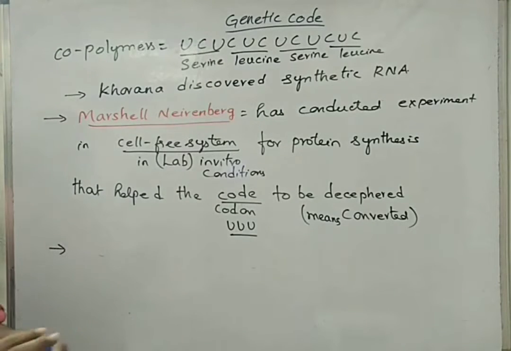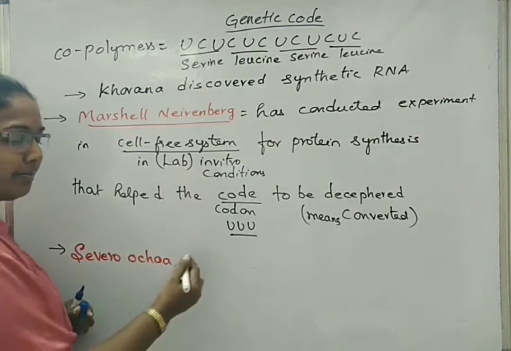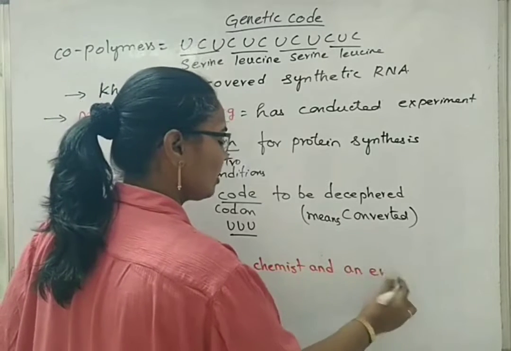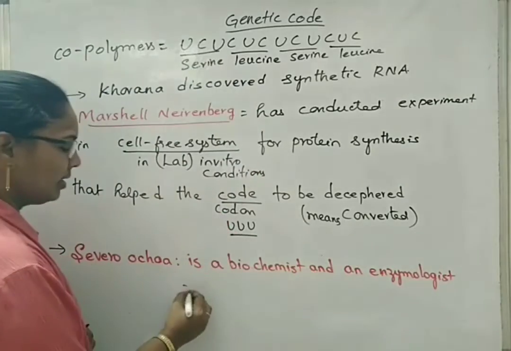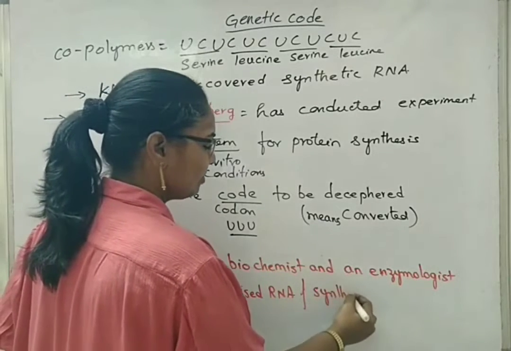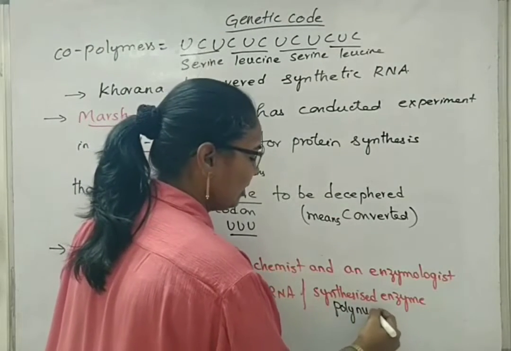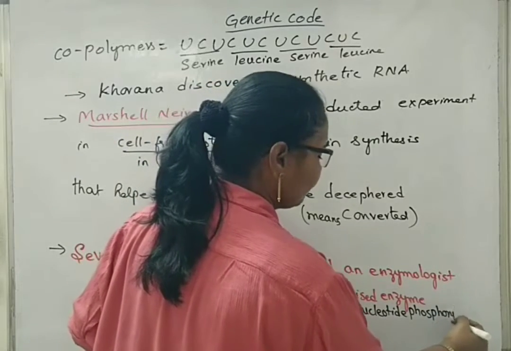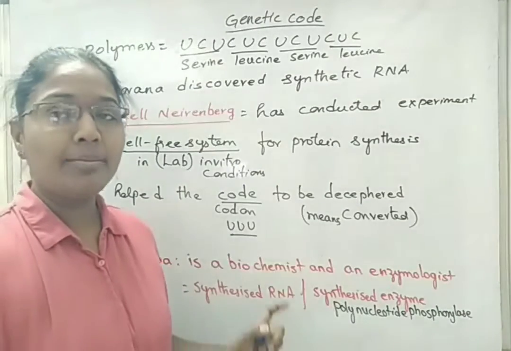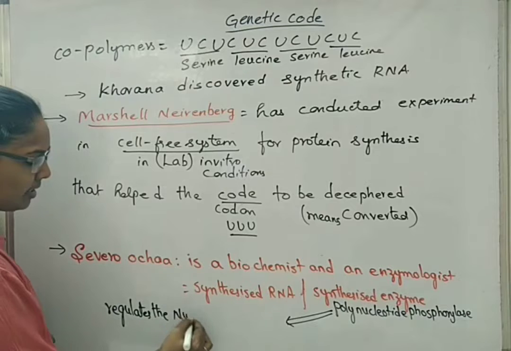Next, another person, Severo Ochoa. I pronounce it as Severo Ochoa; you can pronounce as you like. He is a biochemist and an enzymologist. He synthesized RNA. He also synthesized an enzyme, that is polynucleotide phosphorylase. This enzyme helps or controls the DNA or RNA synthesis, which means it regulates the synthesis of nucleic acids.